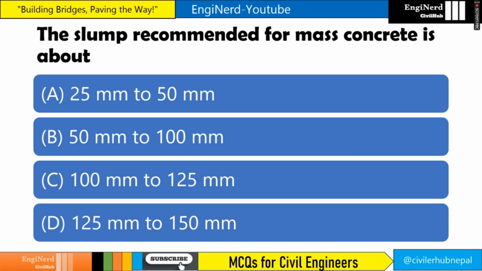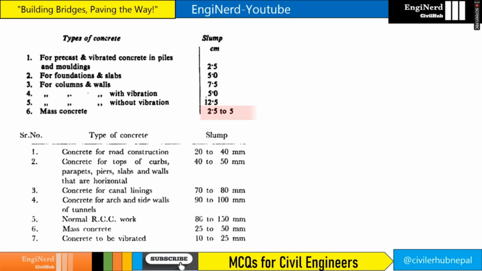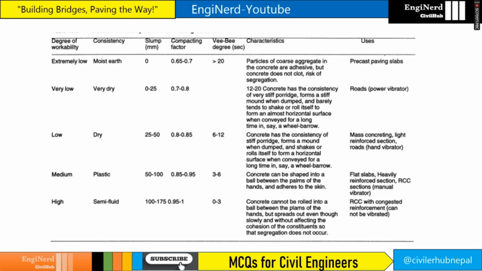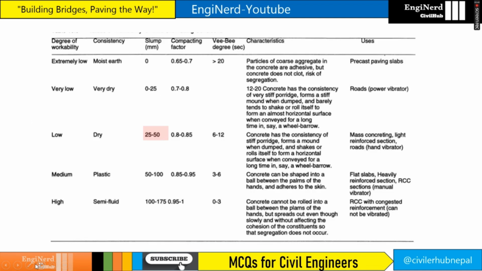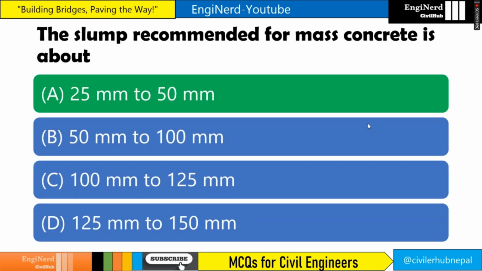The slump recommended for mass concrete is 25 to 50 mm, right? So if you see here, mass concrete 2.5 to 5 centimeter, that is 25 to 50 mm. Also here, 25 to 50 for mass concreting. So the answer is 25 to 50.